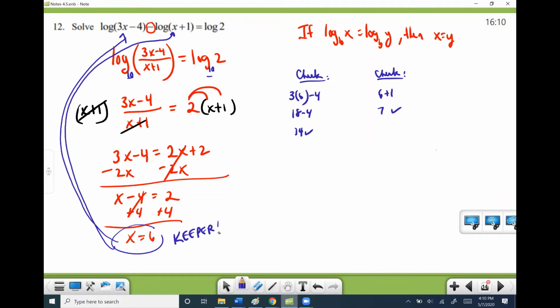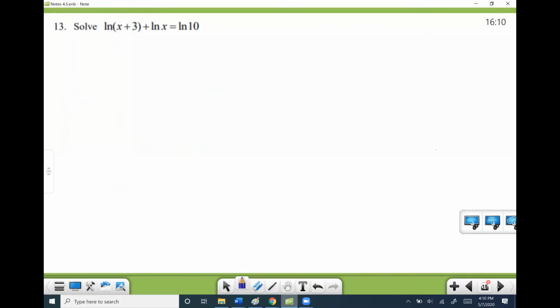So if you have multiple logs, you can condense them using those properties from the last section. And maybe you might be able to get them down to 1 log. I think this looks like that same situation, huh? Okay. So this time, though, we have the addition of 2 logs, huh? So addition really means what?